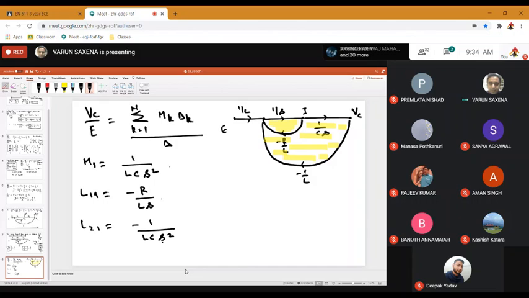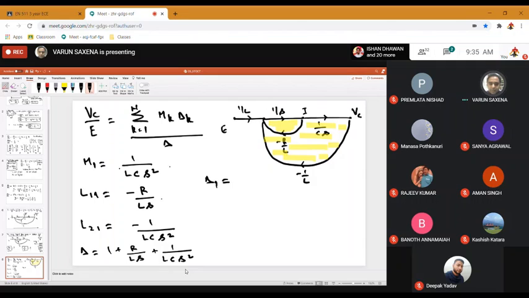So we stop here. That means delta is going to be 1 plus R over LS plus 1 over LC S square. It's basically 1 minus L11 plus L12, if you remember the formula. You can just go back and check it. Then the next thing that we need to know is delta 1. Delta 1 is basically delta for that part of the signal flow graph that does not touch the forward path.